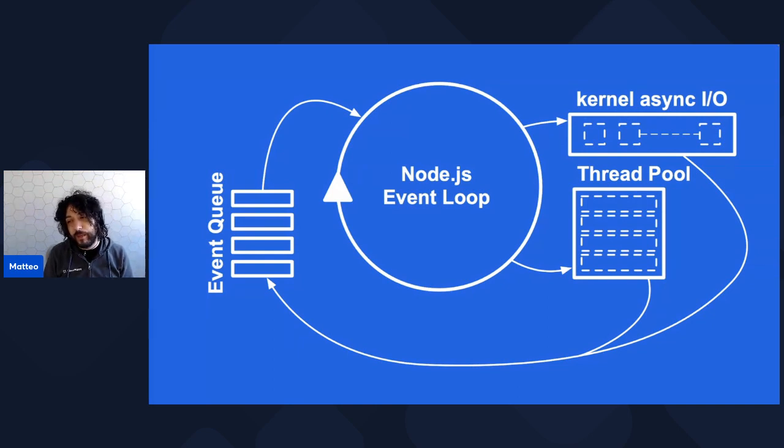A lot of you have definitely seen this diagram about the event loop. How does Node work? Well, Node.js runs some JavaScript which schedules asynchronous I/O activity either on the kernel async I/O barrier or on the thread pool. When those have completed, they put events into the event queue, and then Node.js plucks things off from that event queue and executes all of them.